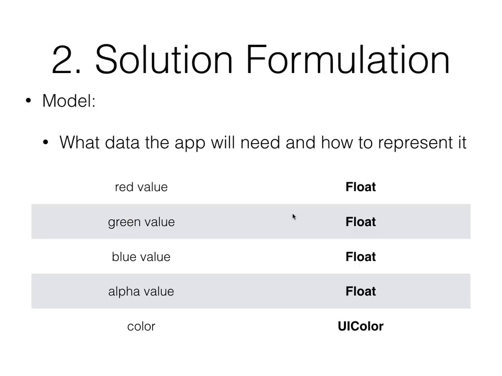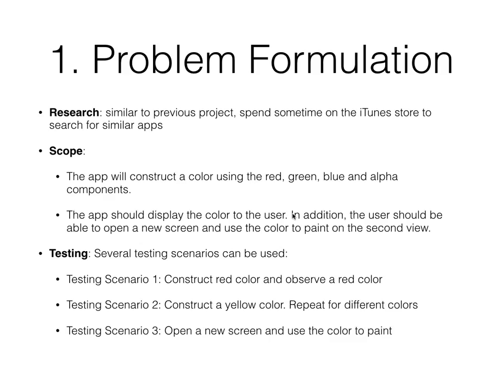So now that we define the problem, then solution formulation, we start with the model. So what data the app will need and how to represent it. The data you can start from your scope statement or problem statement. Every noun that you define in your problem statement is a candidate to be data. So if we look at our statement, we have the app, but that's like our whole project. So we have color, red, green, blue, alpha components. And there is a user, and if you want to create another user, there's also a view. So these are all potential data.